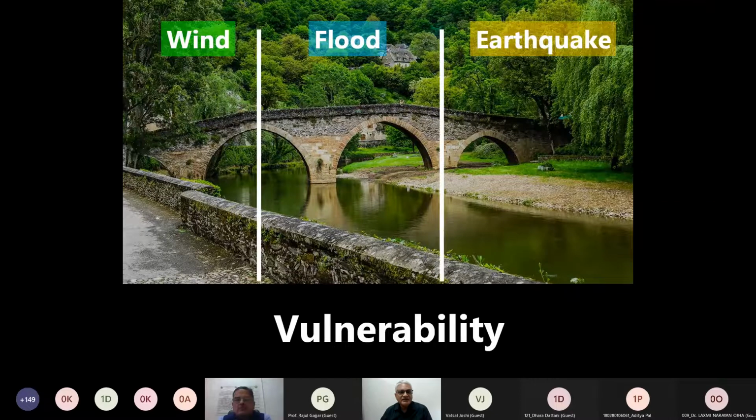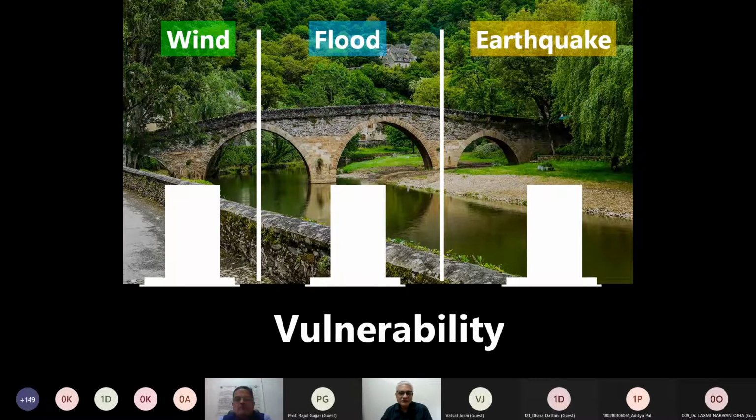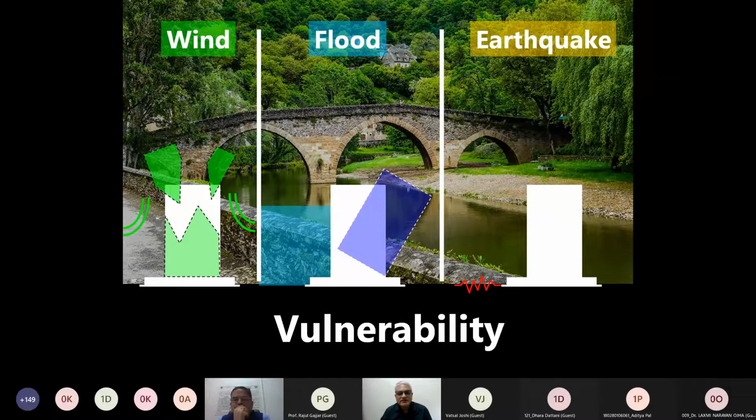Talking about vulnerability, if you look at three of the hazards, wind, flood, and earthquake, you'll notice that while wind has a tendency to take the structures upwards, water has a tendency to blow it from the side, and earthquake is to move it from the bottom. So in the case of wind, you are looking at the elements going upwards. In the case of water, it will be toppled, and in the case of earthquake, it will be shattered.